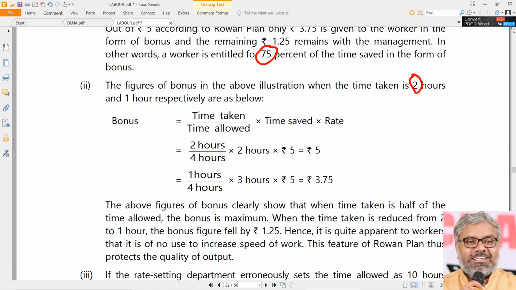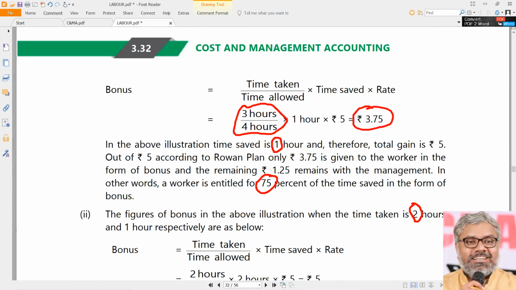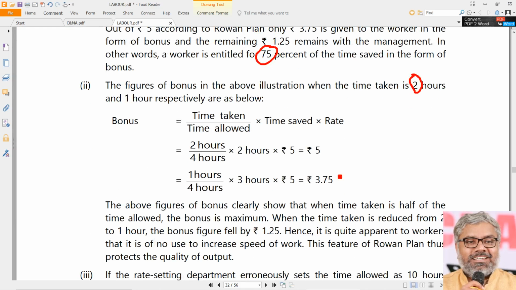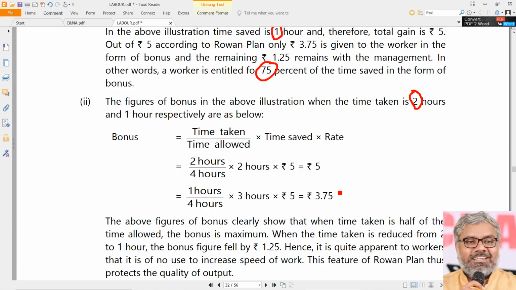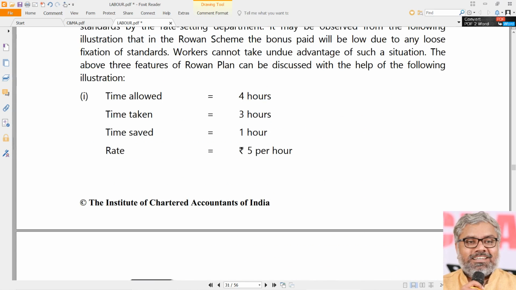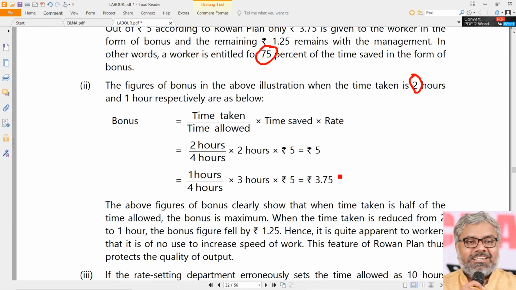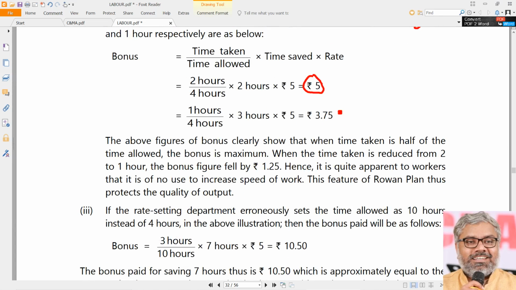So here, if at all this changes, the 3.75 already calculated, it is unnecessary to calculate again, that is not required. So this is what, if at all the worker has done half of the time allowed. Time allowed is 4 hours. If he has taken only 2 hours, that means half, then the bonus will be maximum. That will be how much? 5 rupees. So when half of the time allowed is taken, the bonus is maximum. Then the entire amount 5 rupees will go to the worker.